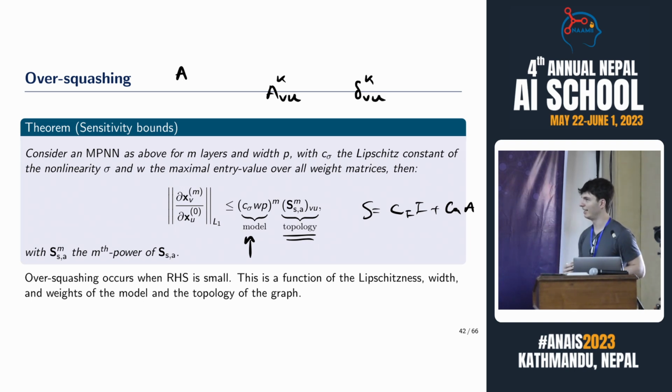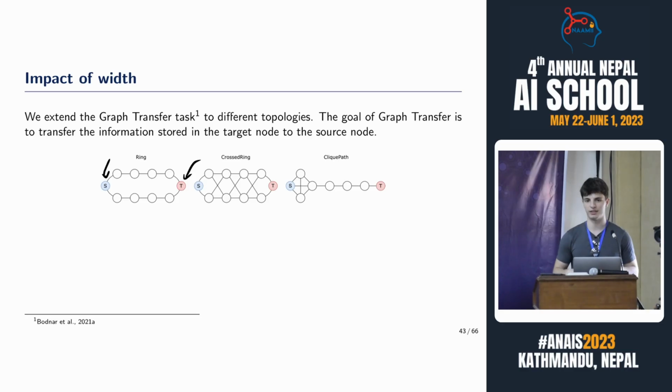Now here's a synthetic experiment which we did, really to validate our theory. The idea here is that you have a source node and a target node, and all of the other nodes are complete noise. What you want to do is copy, with a graph neural network, the information from the target node. You'd expect that this becomes harder as these graphs grow.